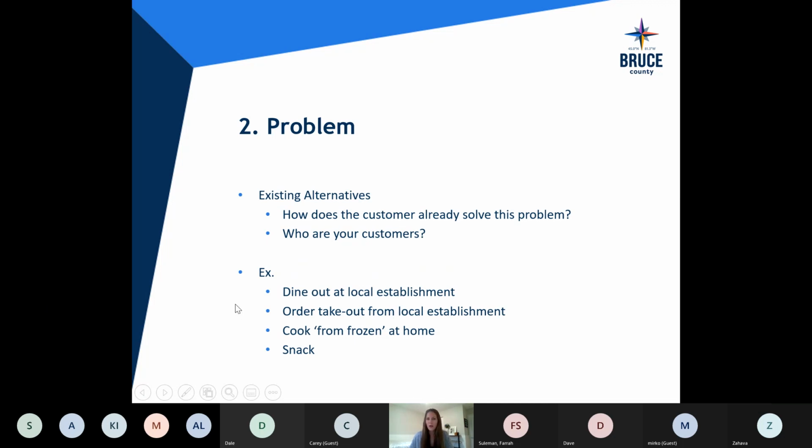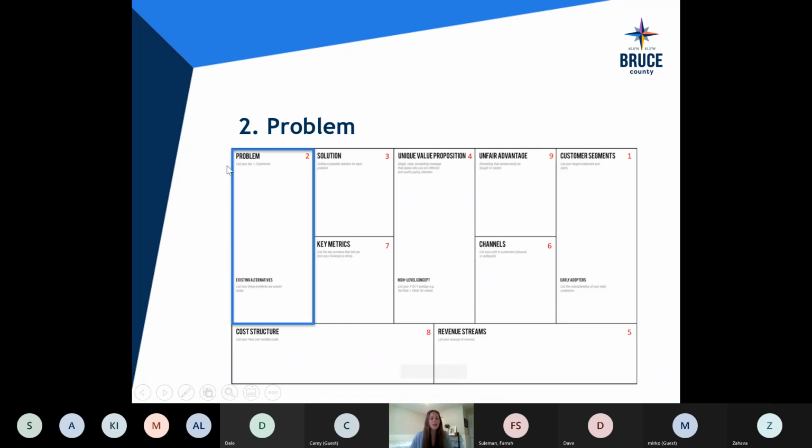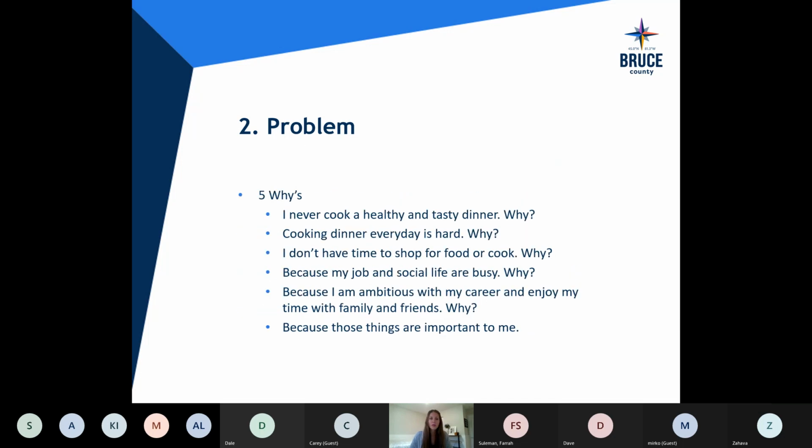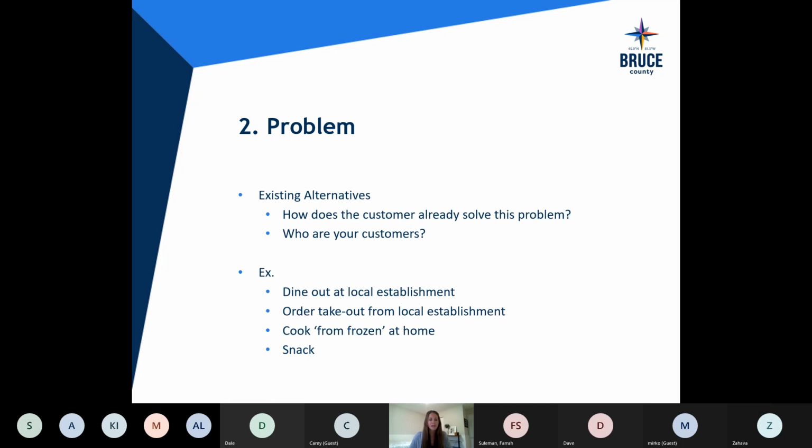And so on the lean canvas as well, once we've asked the whys and started to dig a little bit deeper into what the problem is, what we are trying to solve, what the issue is, we're going to go down to this section, existing alternatives. It says to list how these problems are solved today. This is really important, as existing alternatives are essentially your competition. How does the customer already solve this problem? What we want to identify here, in my case, is the food subscription box.